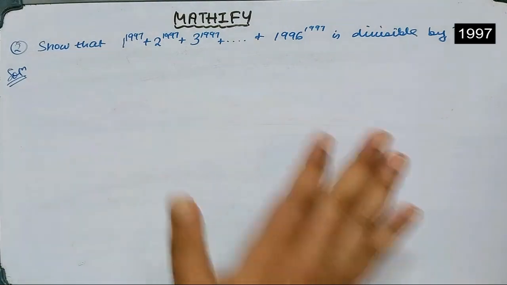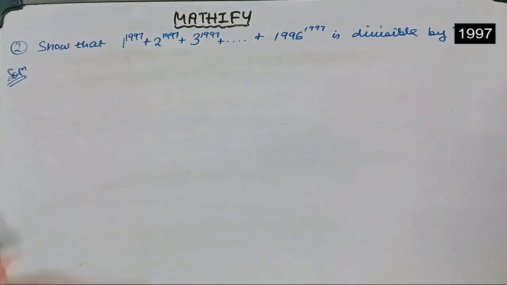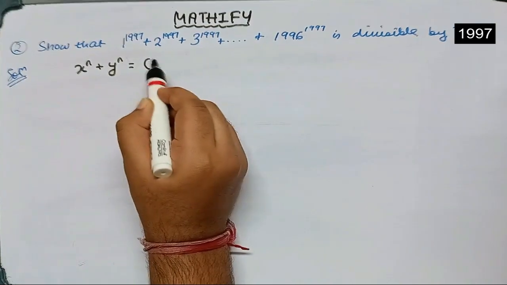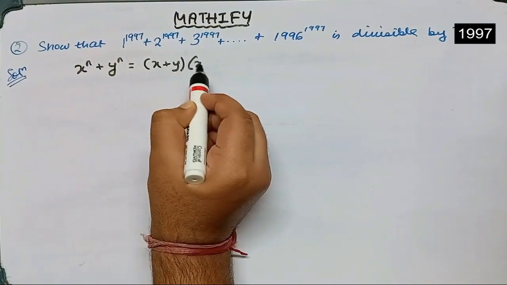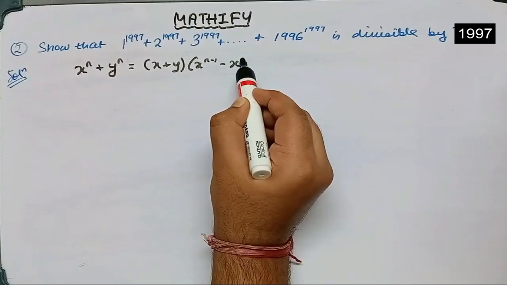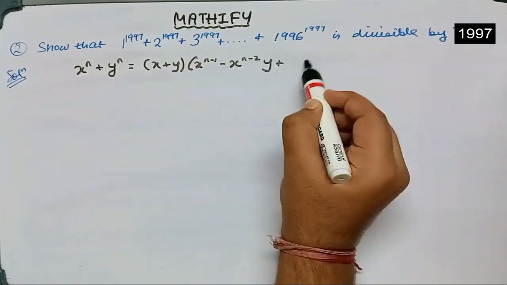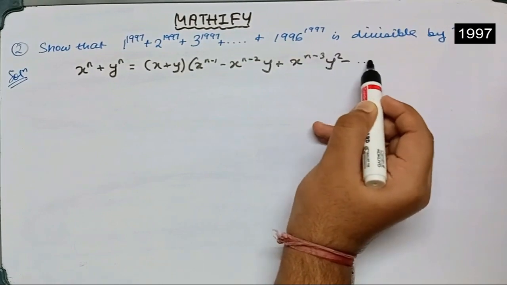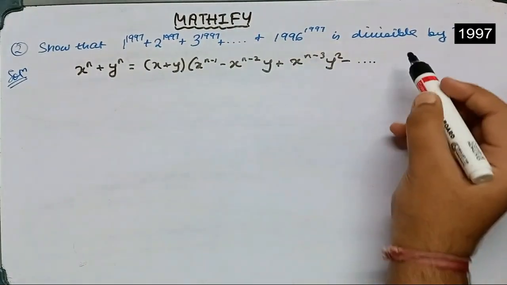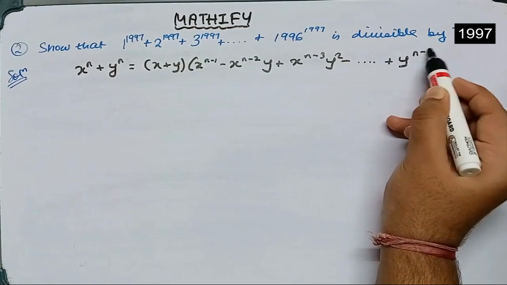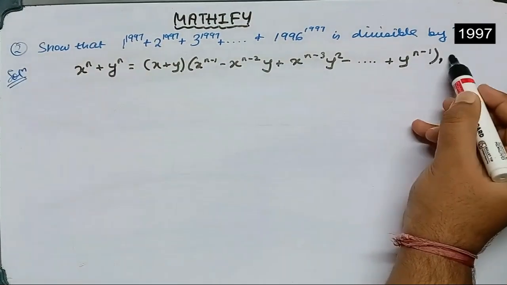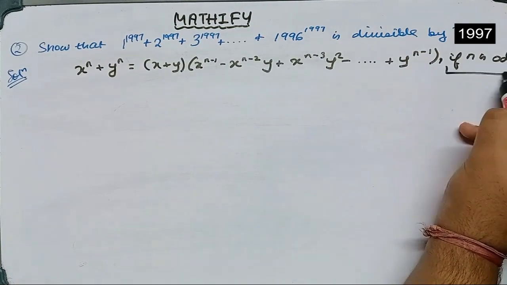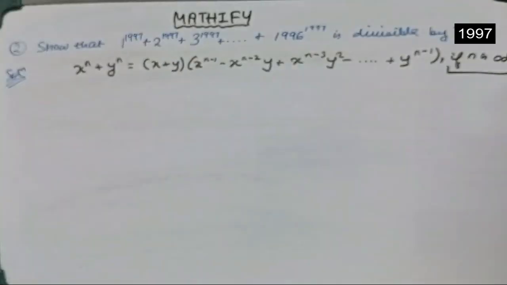Now the solution to this problem would be simple if you know the following fact: x to the power n plus y to the power n is equal to (x plus y) into (x raised to the power n minus 1, minus x raised to the power n minus 2 y, plus x raised to the power n minus 3 y squared, minus, and so on, alternating positive and negative terms, up to plus y to the n minus 1), if n is odd. This is a very important condition: this formula is valid only if n is odd.